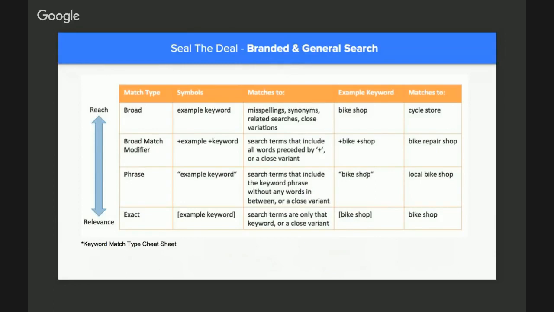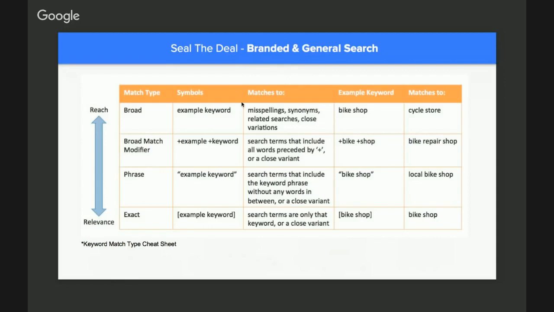So search terms report, again, is what people are typing into Google to see your ad. Now, there's a whole bunch of ways you can add keywords to your campaign. And here they are. So you can do broad match modified, phrase, or exact match. So let me show you how these different keyword match types vary and why the search terms report is important.